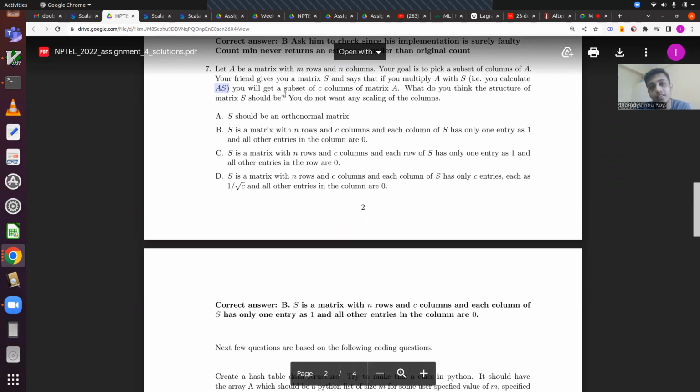So the way of thinking is you have initially a matrix of shape m cross n, right? And the claim is that AS is a matrix of shape m cross c, because it is creating a subset of C columns. So columns change from N to C, but the rows remain the same. That's the claim, right? So by matrix multiplication, what should the shape of S be? N cross C, exactly. So that's your first hint, that S should be N cross C. And then you have to see which of the options gives you zeros and ones in such a way that it picks the columns.